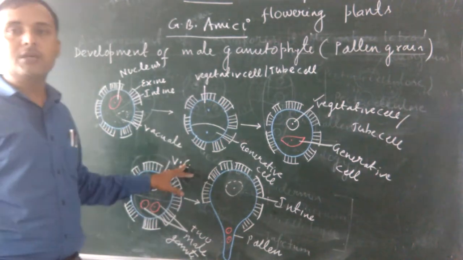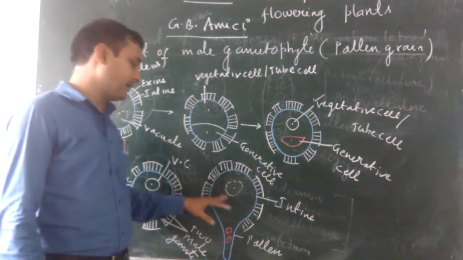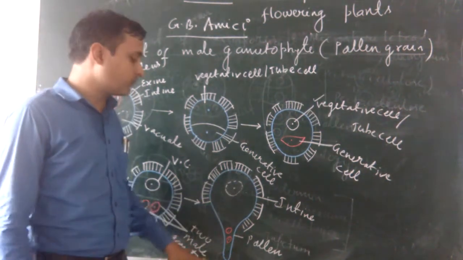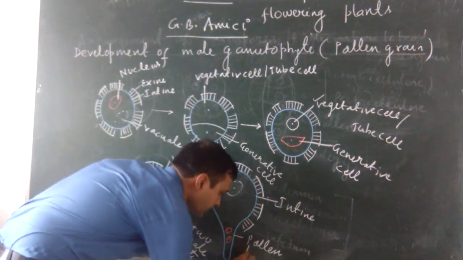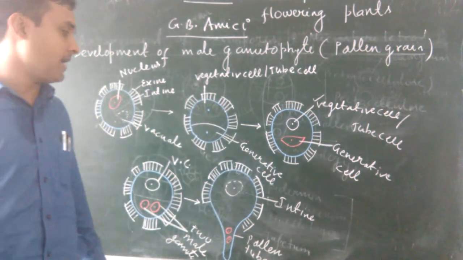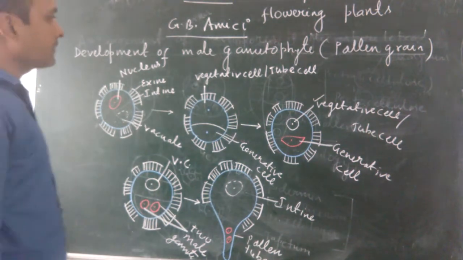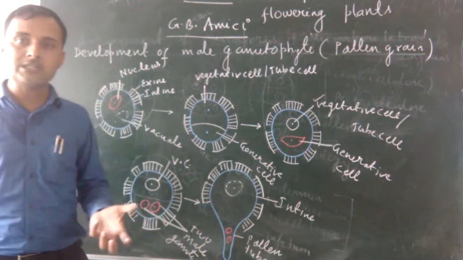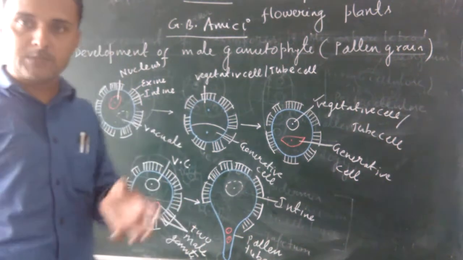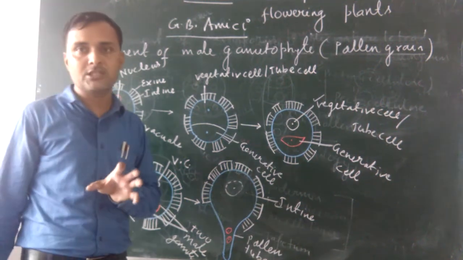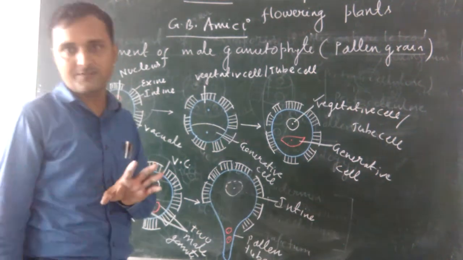Finally, due to elongation of the plasma membrane of the intine, a tube-like structure emerges through the germ pore, known as the pollen tube. It was first discovered by G.B. Amici in the plant Lilium and Fritillaria. So this is all about microgametogenesis. Why is the process known as microgametogenesis? Because in this process the male gametes are produced from microspores, so the process is known as microgametogenesis.